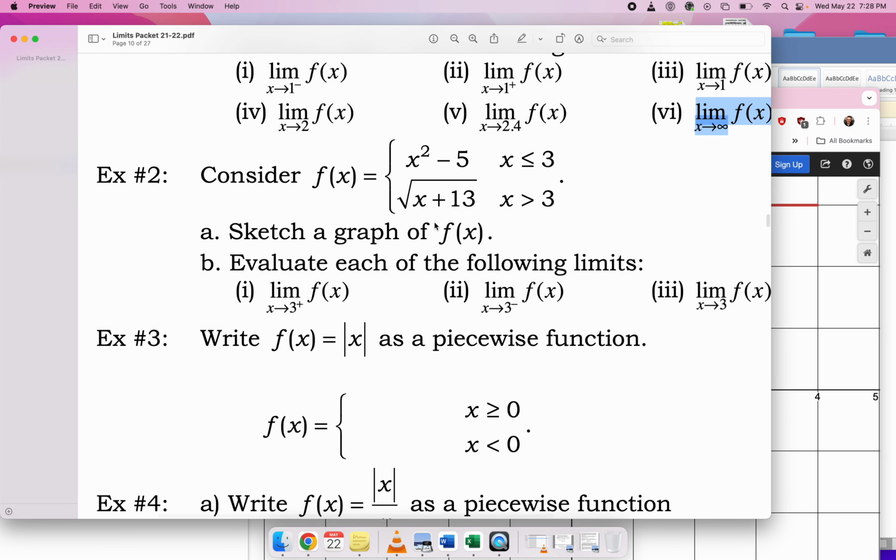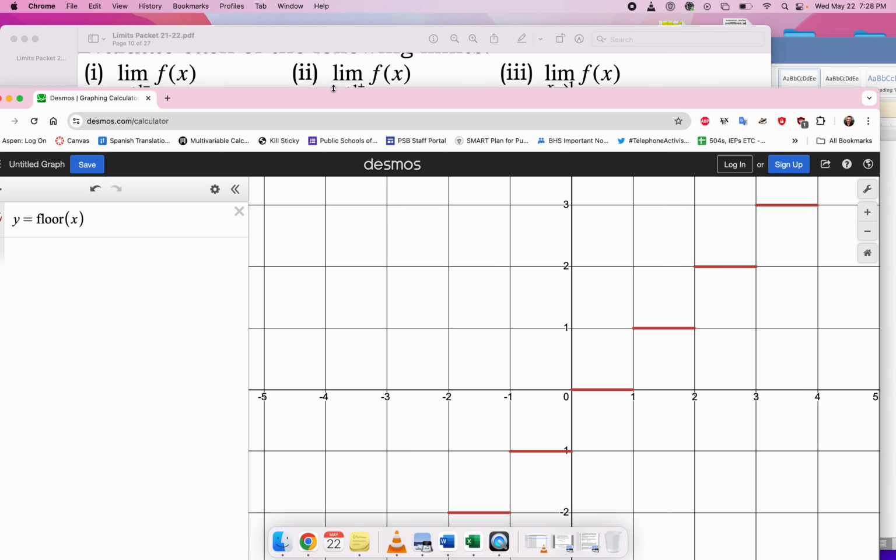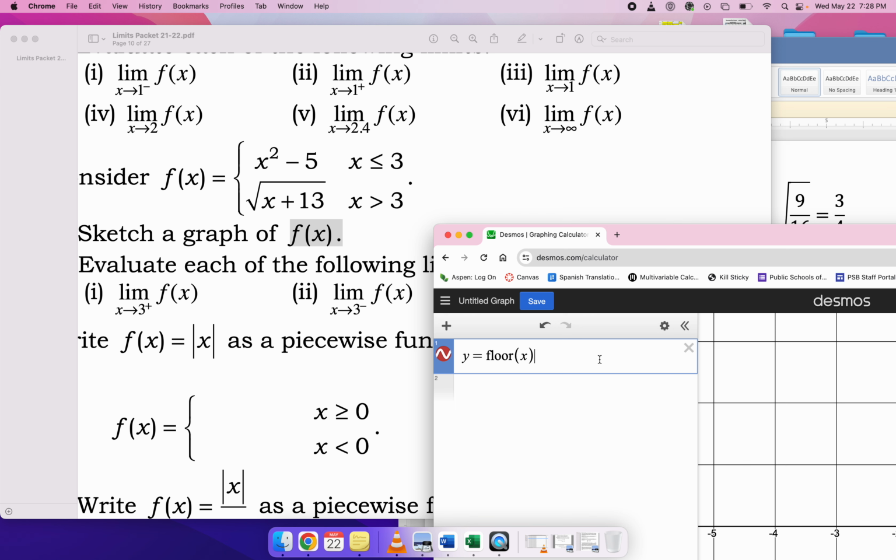Now we'll consider this piecewise function. Sketch a graph of this guy. Do I really want to do that? I guess I can. I mean, I do have Desmos open right here, so it would only take 2 seconds, right? So I guess I'll just go ahead and do that.